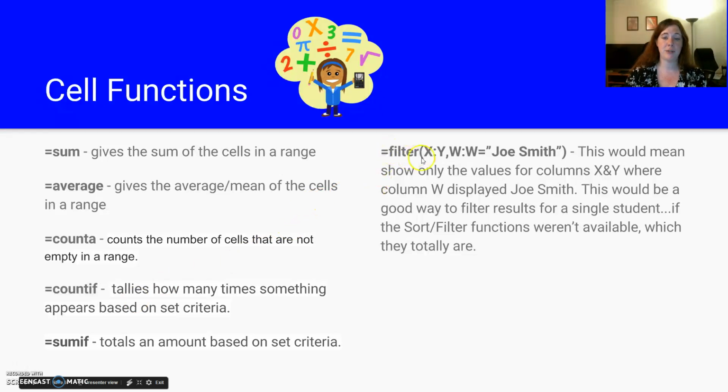There is a filter function, as we were talking about sorting and filters before. This is an example of a conditional filter. This one would mean show only the values for columns X and Y, where column W displayed Joe Smith. This would be a good way to filter the results for a single student if the sort and filter functions weren't available, which they totally are. It's probably easier to do with clicking your mouse rather than accidentally missing a punctuation mark and losing your entire function.